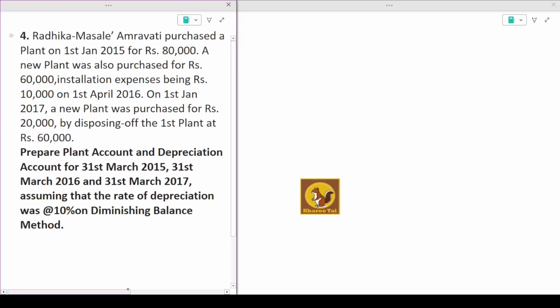Question 4. Radhika Masale Amravati purchased a plant on 1st January 2015 for 80,000. So plant 1 on 1st Jan 15 for 80,000. A new plant was purchased for rupees 60,000, installation expenses being rupees 10,000 on 1st April 16. This is plant 2, date is 1st April 16 and amount is 60,000 plus installation charges.